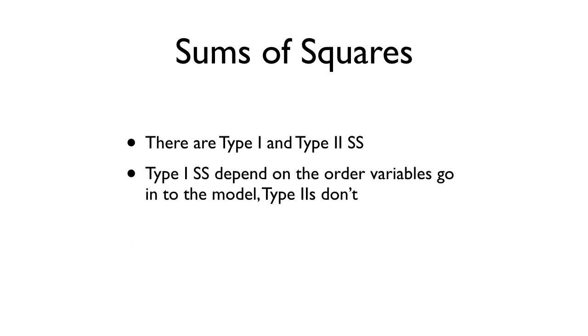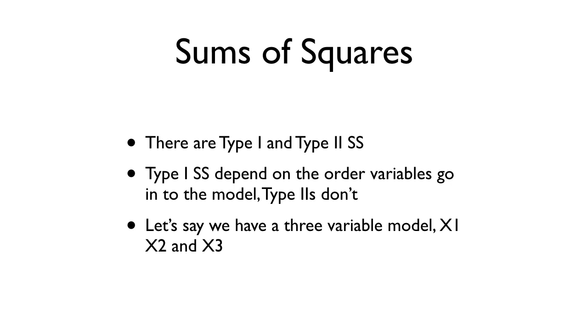Type 1 sums of squares, this is where this actually is useful, is that type 1 sums of squares depend on the order things go into models. You might think, well, that's useless. No, it actually isn't in this case, because it's going to say, have we accounted for unique variance? Okay, so let's say we have a three-variable model, x1, x2, x3. We have a data set with three variables, and we want to take a look at how much unique variance is being explained when we bring x1 in, when we bring x2 in, when we bring x3 in.